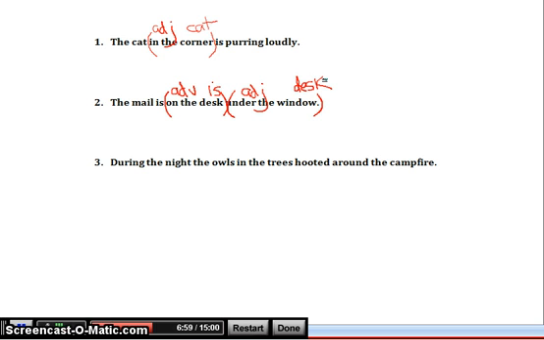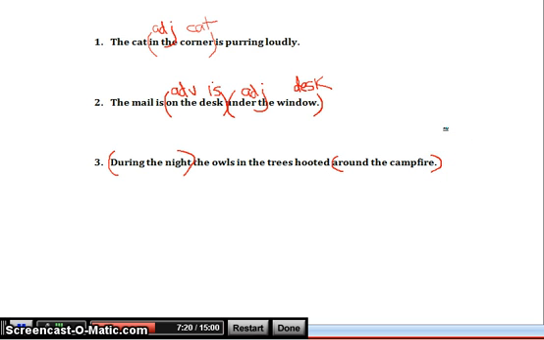And so let's go ahead and do one more. And on this particular sentence, we have, during the night, the owls in the trees hooted around the campfire. So first of all, we're going to identify our prepositional phrases, and we have during the night, and we have around the campfire.